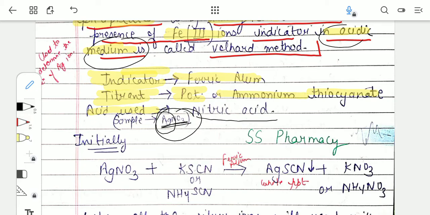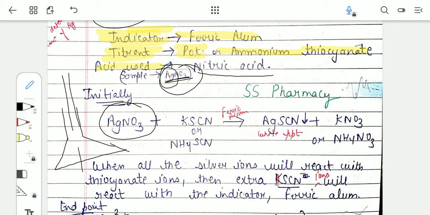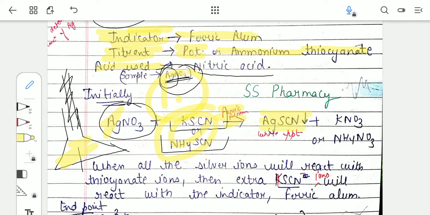Now let us understand this. Firstly, we will carry out the titration. This is a precipitation titration, so obviously from the name itself it is clear we will perform titration. In our conical flask we will take our sample which will have silver ions. From the burette we will add our titrant, which is either potassium thiocyanate or ammonium thiocyanate, and in the conical flask we will add our indicator. This is our first reaction. Silver ions will react with thiocyanate ion to form silver thiocyanate, and silver thiocyanate is a white precipitate. In the very first step, white precipitates are formed.